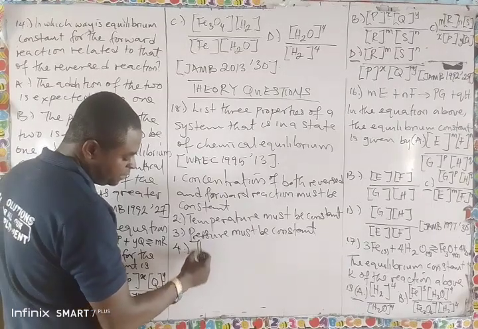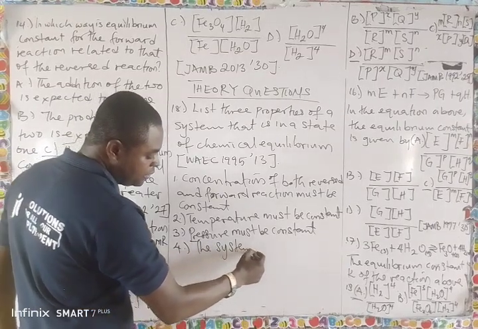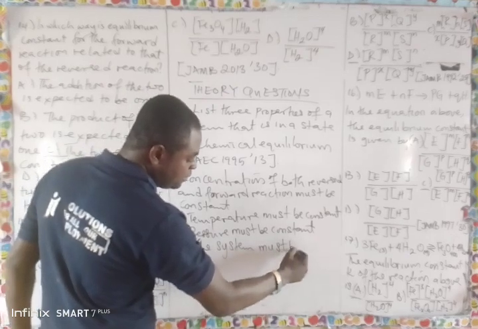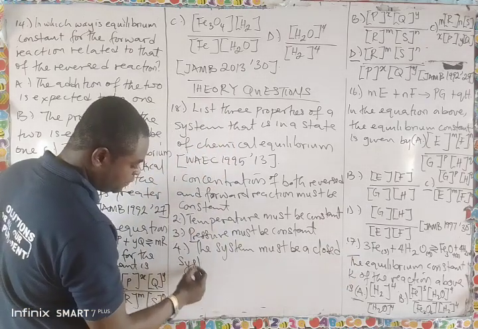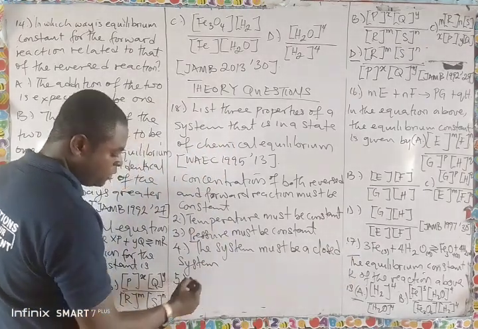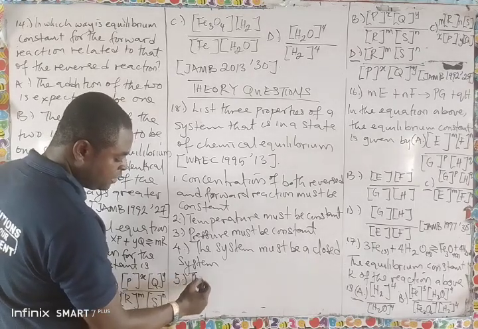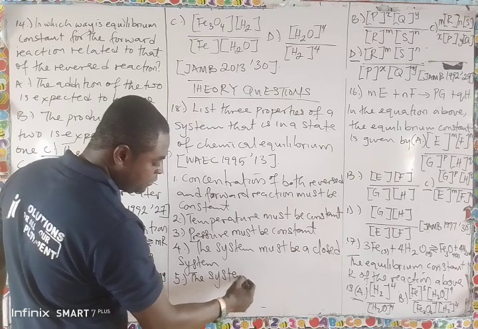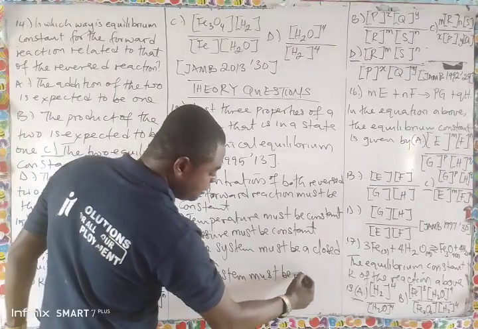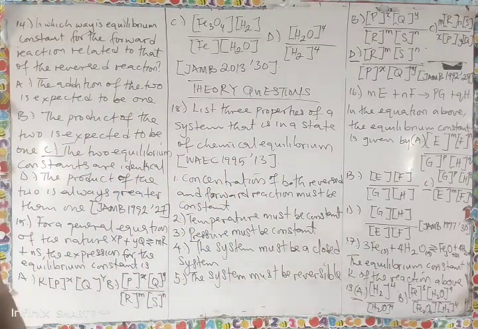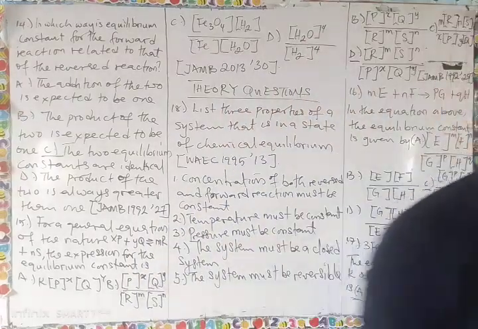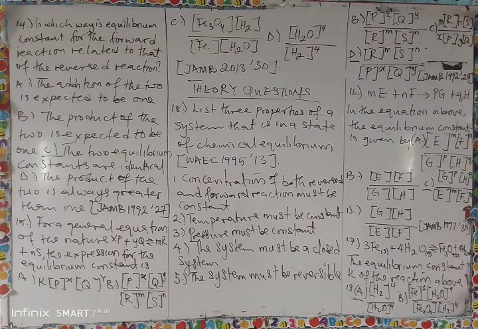They say theory. The system, in case it comes, must be a closed system. What else? The system must be reversible. Catalyst reduces the time for the attainment of equilibrium. And they say we should state 3. So I think our time is fast spent now. So, in another class.